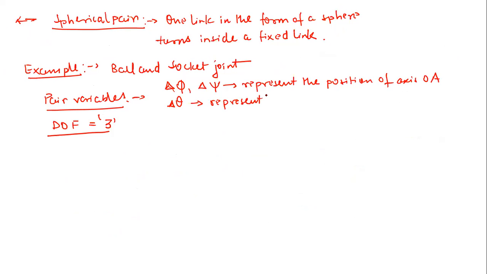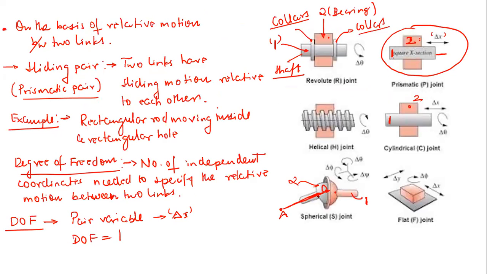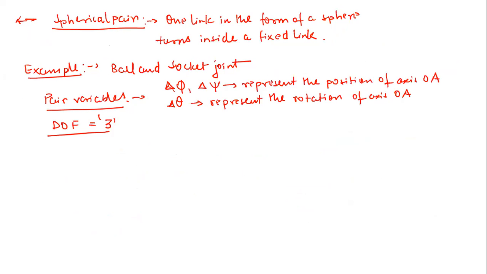represent the rotation of axis OA, right? So this link 1 and this link 2, it is rotating about its own axis OA. So one coordinate, that is delta theta, is required to represent the rotation of this axis. So two coordinates, delta phi and psi, represent position, and delta theta represents rotation. In this way, we say that the degree of freedom of this spherical pair, or a ball and socket joint, is 3, correct?